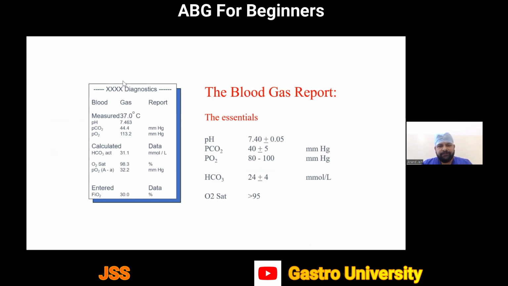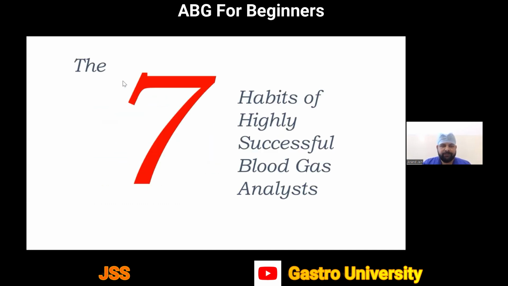Now, to understand it further, we should be well aware of the normal values. As you can see, the normal values are: for pH, 7.40 plus or minus 0.05, that is 7.35 to 7.45. For PCO2, our range is 35 to 45, which is called normal, and for PO2, it's 80 to 100 millimeters of mercury. For bicarb, the range is from 22 to 28 millimoles per liter. The normal oxygen saturation of a healthy individual is always going to stay more than 95.